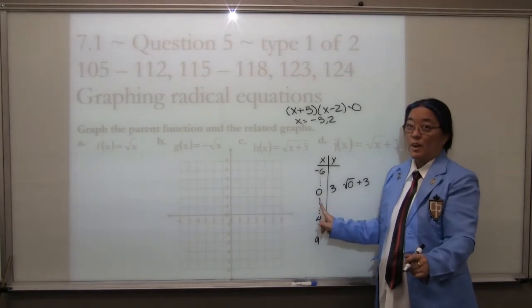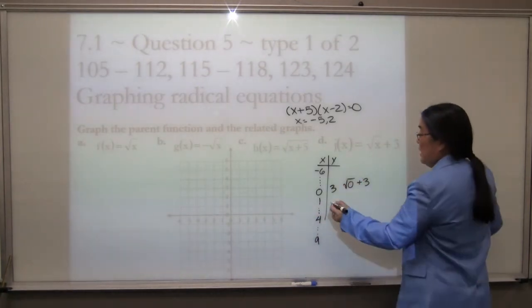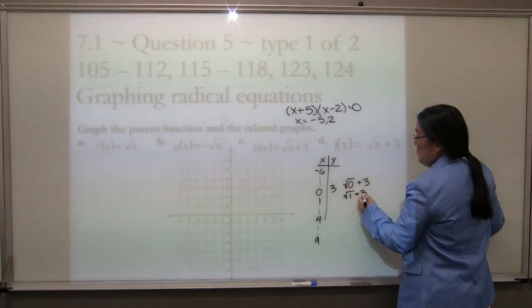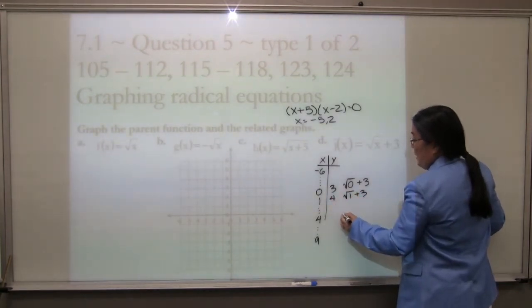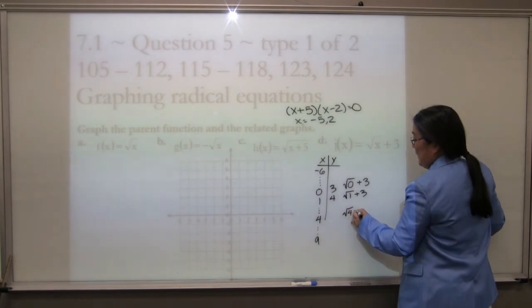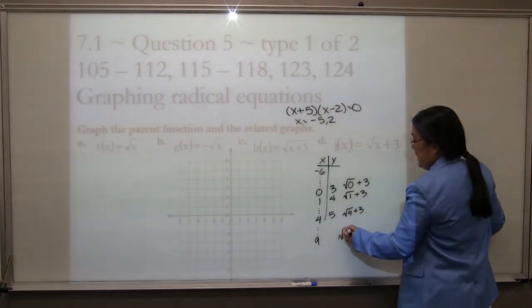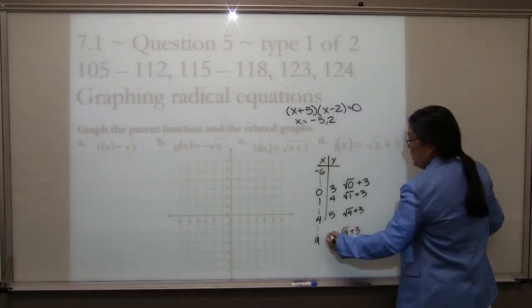9 goes past the graph. Don't worry about it. All right, so over here we have square root of 1 plus 3. That's 1 plus 3, that is 4. And square root of 4 plus 3, that's 2 plus 3, that is 5. If we did this, square root of 9 plus 3, we would get 3 plus 3, which is 6.